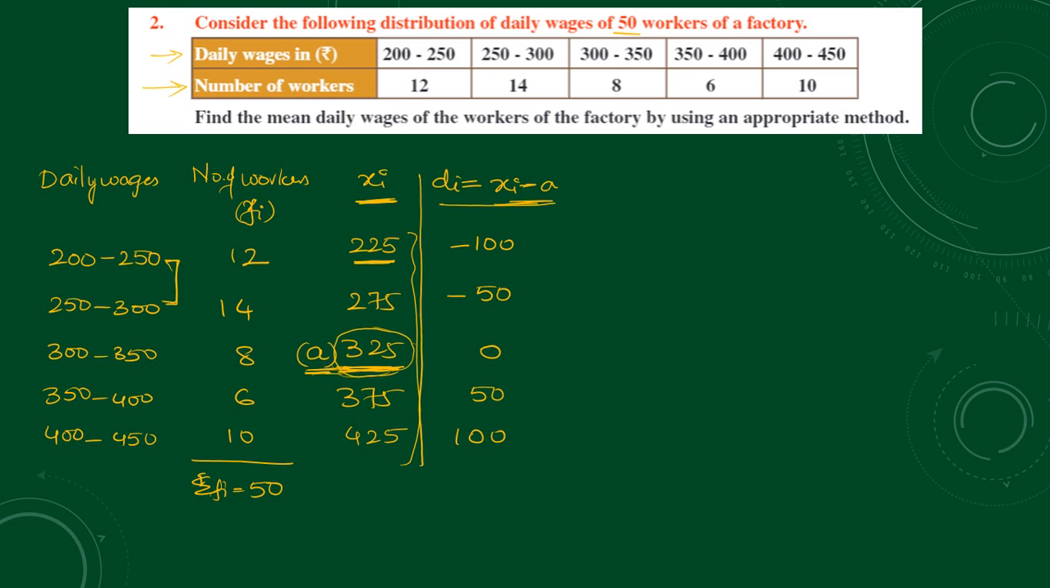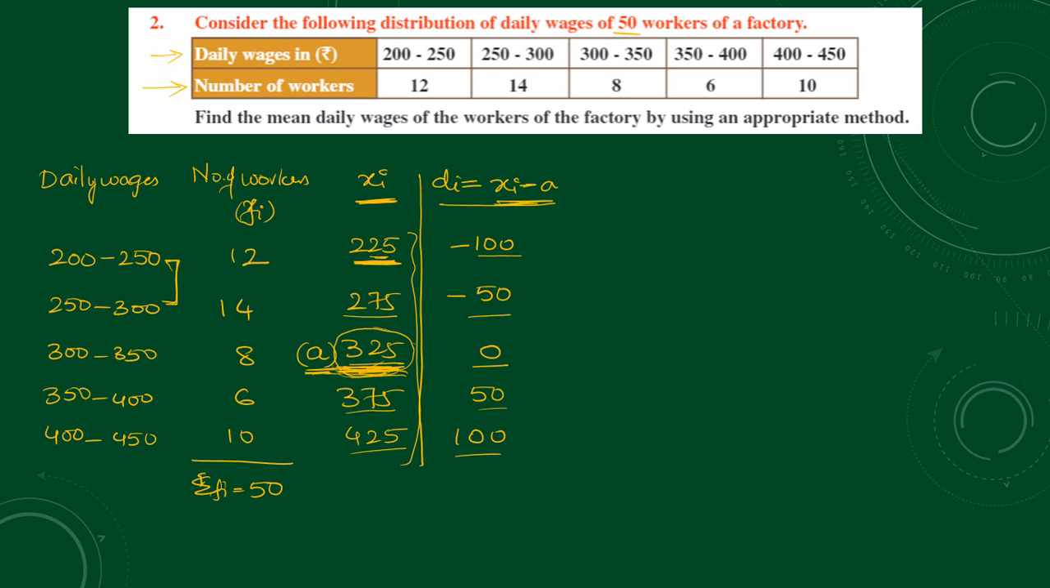Right? So from this, what did I get? xi minus a, so this is xi minus a. 225 minus 325 is minus 100. 275 minus 325 is minus 50. 325 minus 325 is 0. 375 minus 325 is 50. 425 minus 325 is 100.